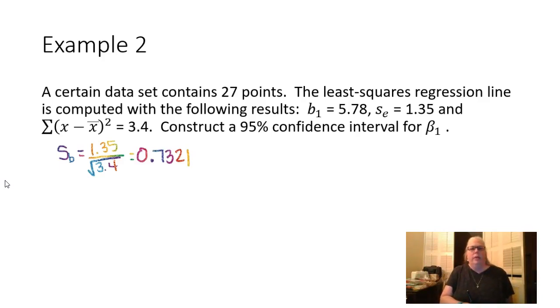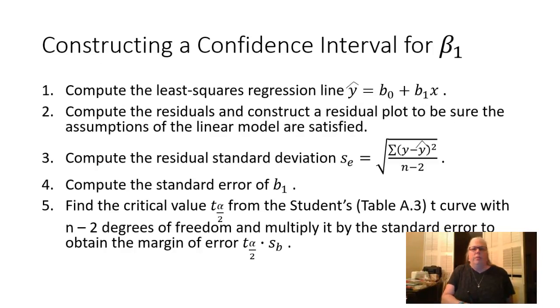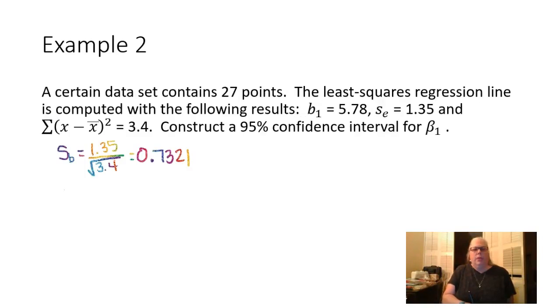Okay, the next thing we want to do to get our confidence interval, we've done this one, and these were all done for us. We need to find the critical value, table A3. We want n minus 2 degrees of freedom. So n is equal to 27, so we're going to have 27 minus 2, or 25 degrees of freedom.